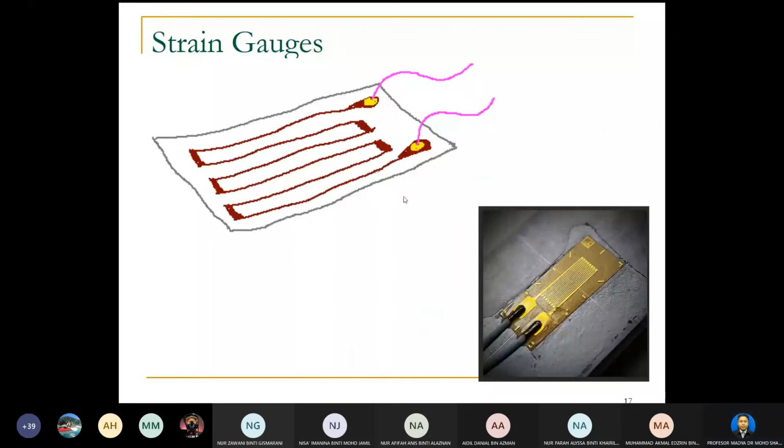You can see this is a strain gauge. For the technique, some use semiconductor, some use foil, or some use metal. This sensor needs a power supply to activate it. This is a drawing, and this is the actual sensor. This sensor needs power because it is a passive transducer, so it needs a power supply to turn it on.